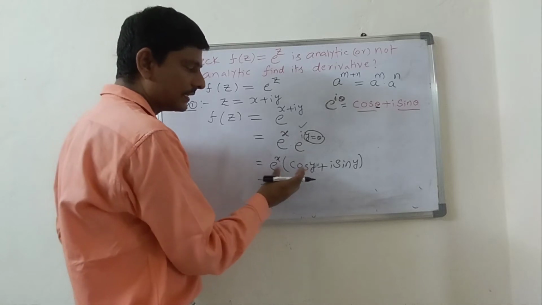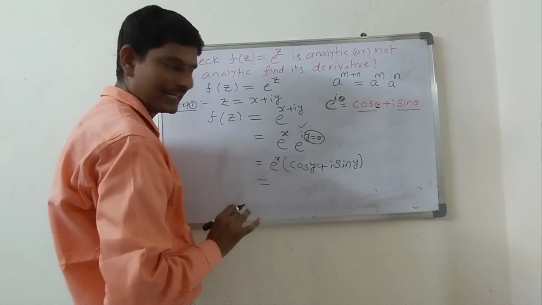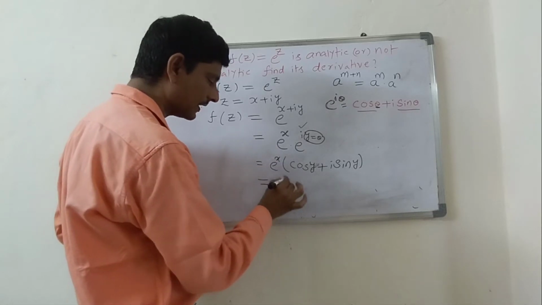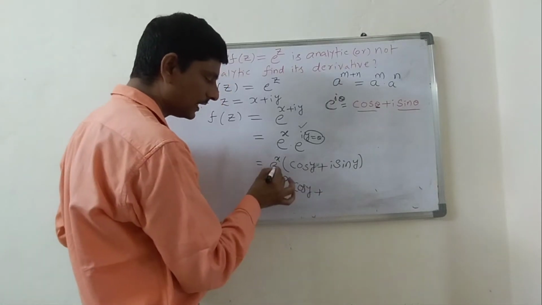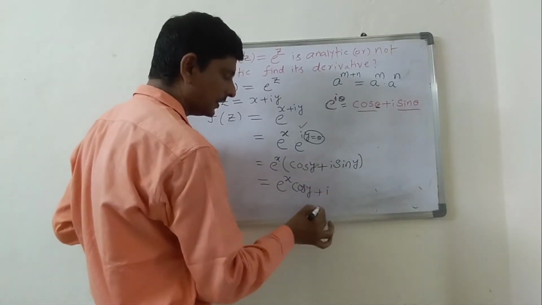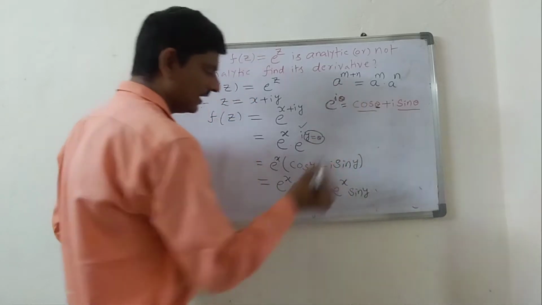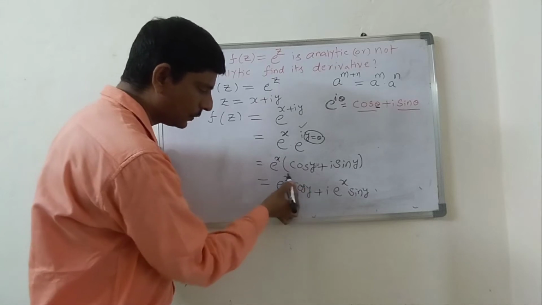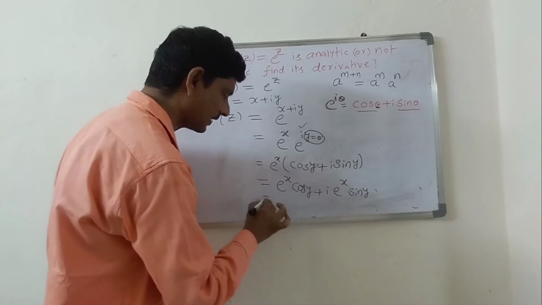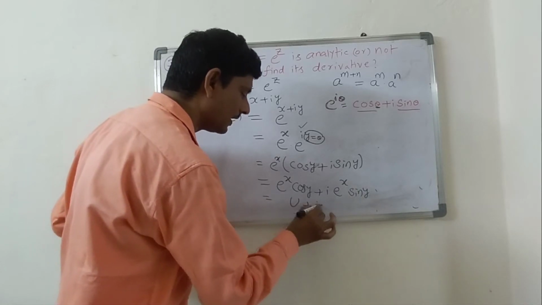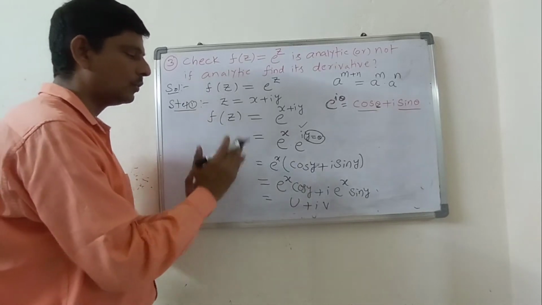Now we can change this into u plus iv by multiplying this e power x to the internal terms. Now e power x into cos y plus, you should multiply this e power x to the second term, then what we get? i into e power x into sin y. Now if you observe, this is of the form u plus iv. This is the real part and this is the imaginary part. Now compare this expression with u plus iv, then we get u and v.